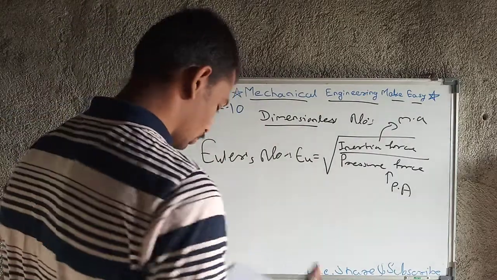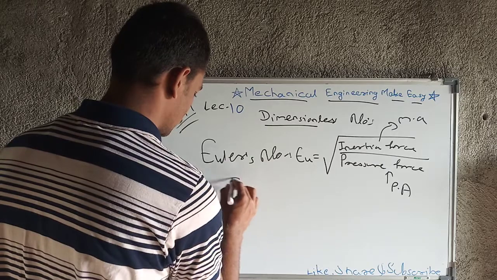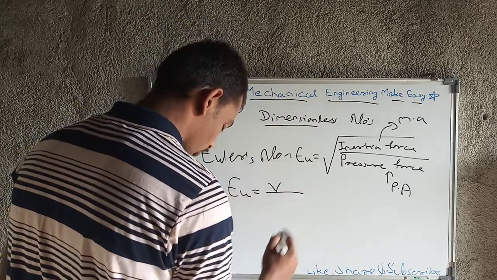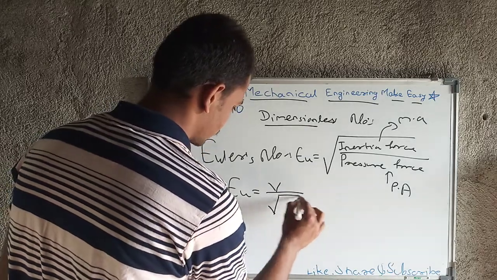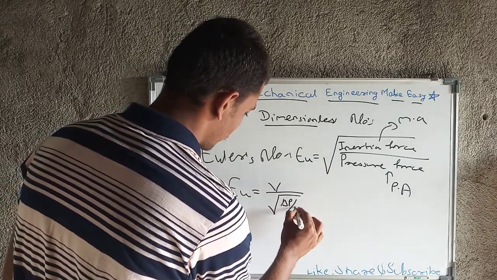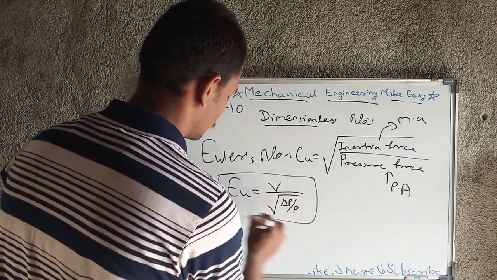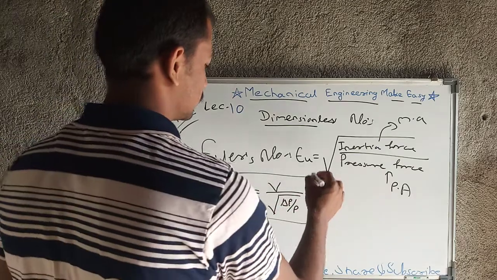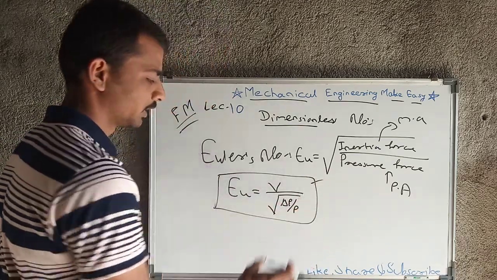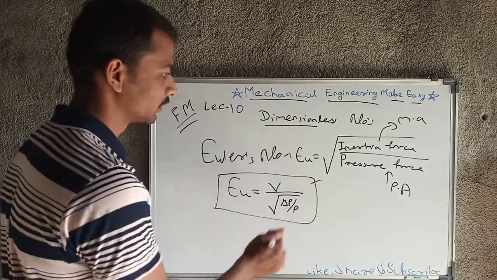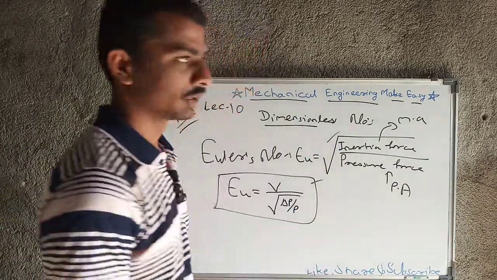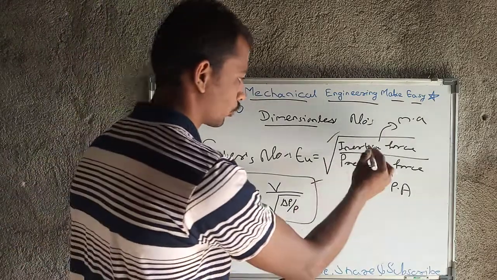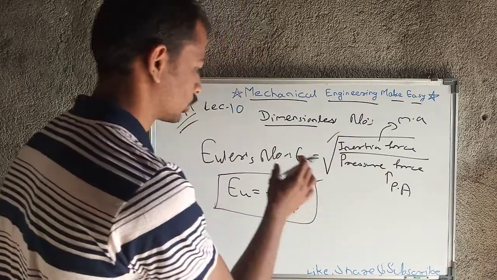Again, the Euler number has an equation, denoted by Eu, which is velocity upon the square root of change in pressure upon density, that is delta P by rho. This is the equation of Euler number. This equation is also important if a numerical comes, and for MCQ type questions. They may ask which is the correct equation of Euler number. So you should know that the square root of inertia force upon pressure force is the correct equation of Euler number.